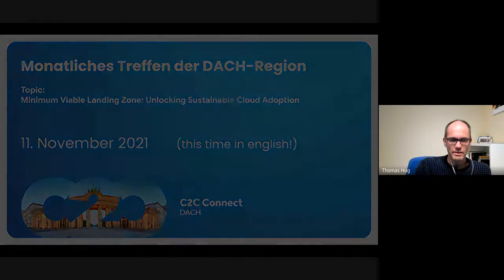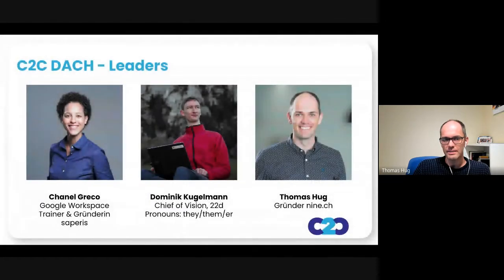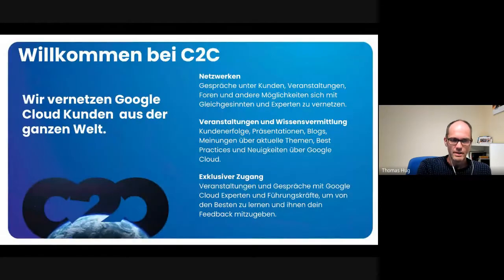I give you a short overview how we are organized in C2C DACH. So there are three team leaders, Chanel, Dominic, and me, and I do the introduction today. What is C2C? C2C is for connecting Google Cloud customers in the DACH region, or C2C in the whole world. So there are also other regions where you could join. And it's about telling each other nice stories about Google Cloud and exchanging experience.